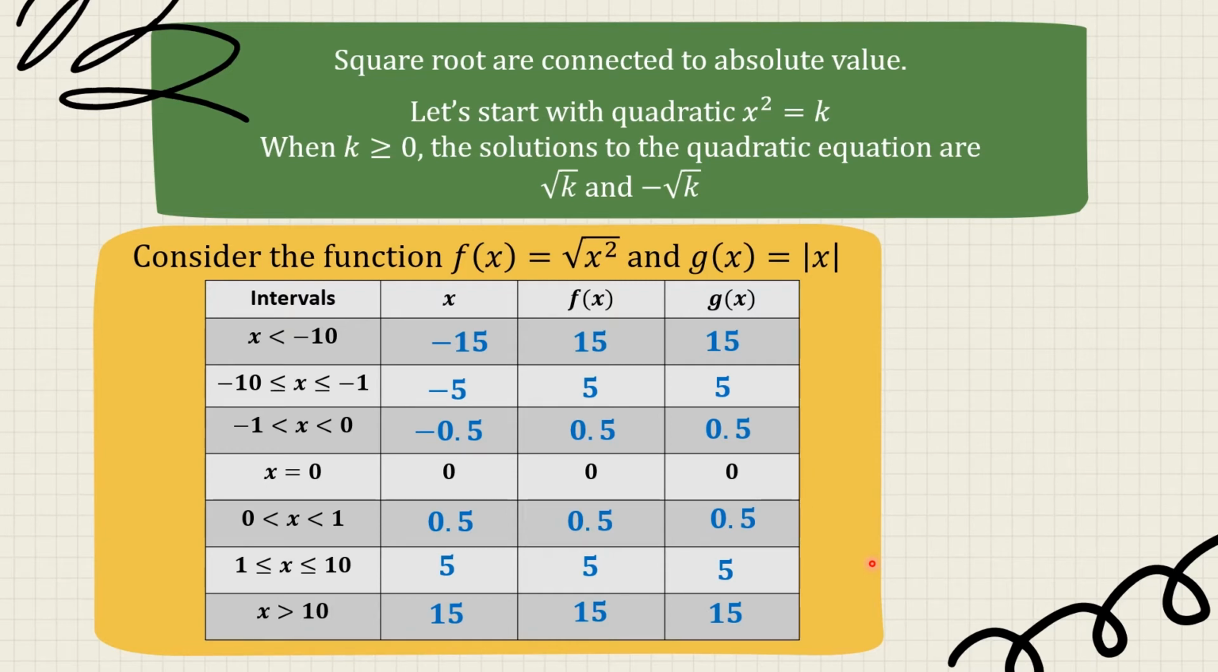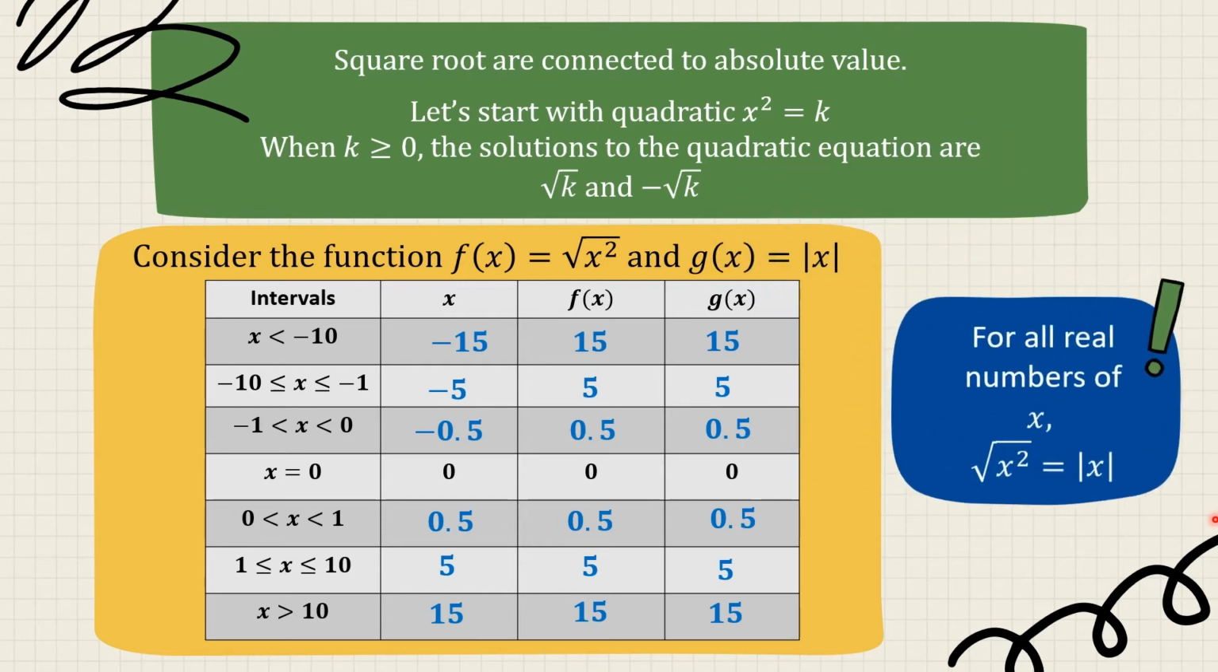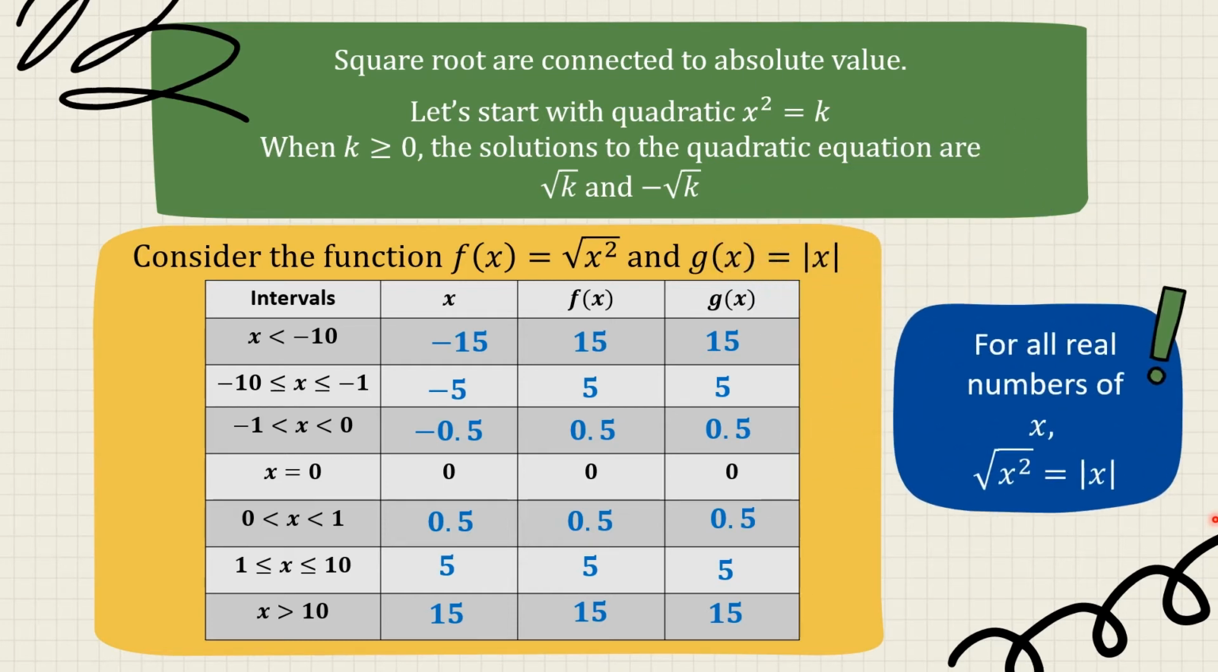So, apa maksudnya kat sini? If we look here, fx equals to square root of x square dan juga gx equals to modulus of x. When we substitute any real number into the function, kita akan dapat nilai yang sama at the end. Okay, so the conclusion for this test ataupun trial here is square root of x square is actually equals to modulus of x ataupun absolute value of x.